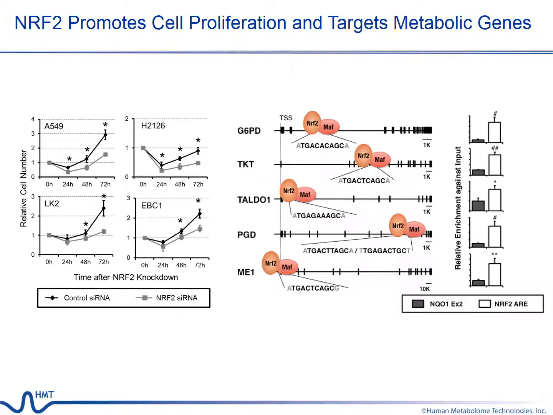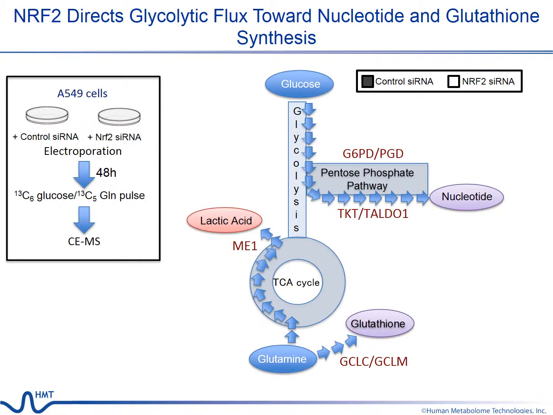Using ChIP-seq, the authors show that NRF2 directly interacts with and modulates genes involved in the pentose phosphate pathway and NADPH production, including glucose 6-phosphate dehydrogenase, transketolase, transaldolase, phosphogluconate dehydrogenase, and malic enzyme 1. Because NRF2 directly activates those metabolic genes, the authors examined whether NRF2 alters the metabolite flow.